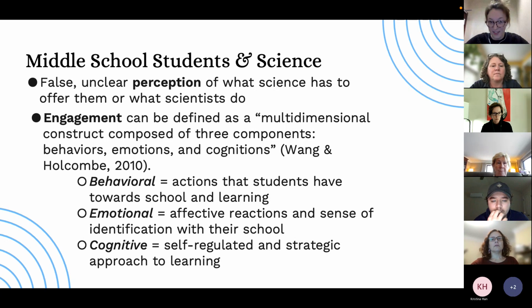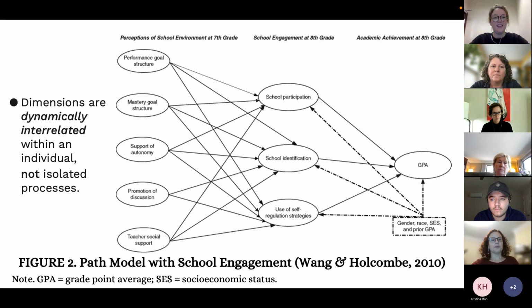And then we have cognitive engagement, which is the self-regulated and strategic approach to learning. That's more of the critical thinking skills, really what education within science is trying to push, the development of those important life skills almost. And here's another really nice diagram that shows this is all dynamically interrelated within an individual student, and they're not individual processes. So we have to look at all of this when we're looking at student engagement.